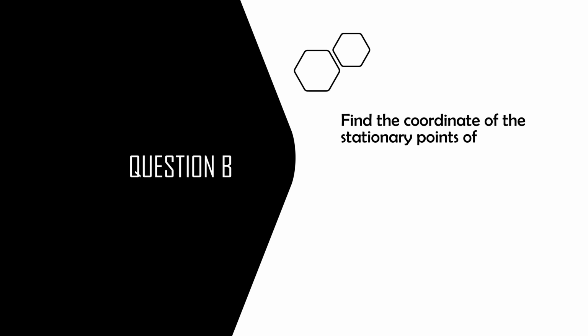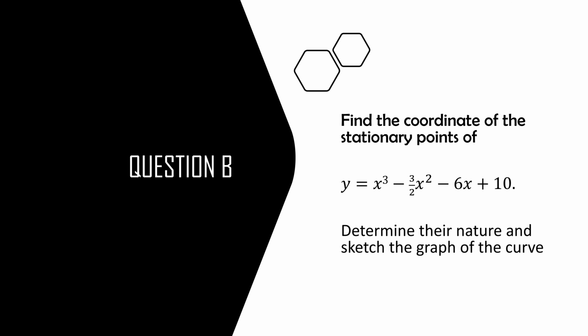Thank you, Devendran, for presenting question A. Now I am LISHVAARAJ going to present question B. In question B, we are going to find the coordinates of the stationary points of y equals x power 3 minus 3/2 x power 2 minus 6x plus 10. Then we are going to determine their nature and sketch the graph of the curve. Now let's fly into step 1.